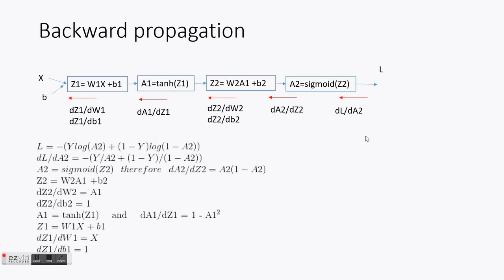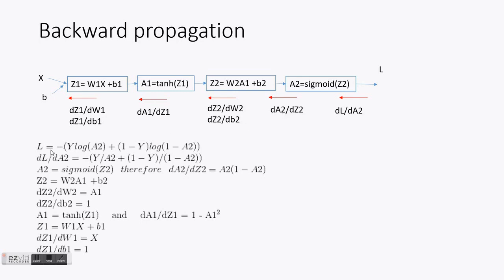Now we need to do backward propagation. As you can see, as you move in the forward direction, Z1 is a function of the input features, A1 is a function of Z1, and Z2 is a function of A1, and A2 is a function of Z2, and the loss is a function of A2. Now if you want to find how the loss varies with respect to the input features, we need to find all these derivatives and then use the chain rule so that we can arrive at the loss. And let's see how we do this.